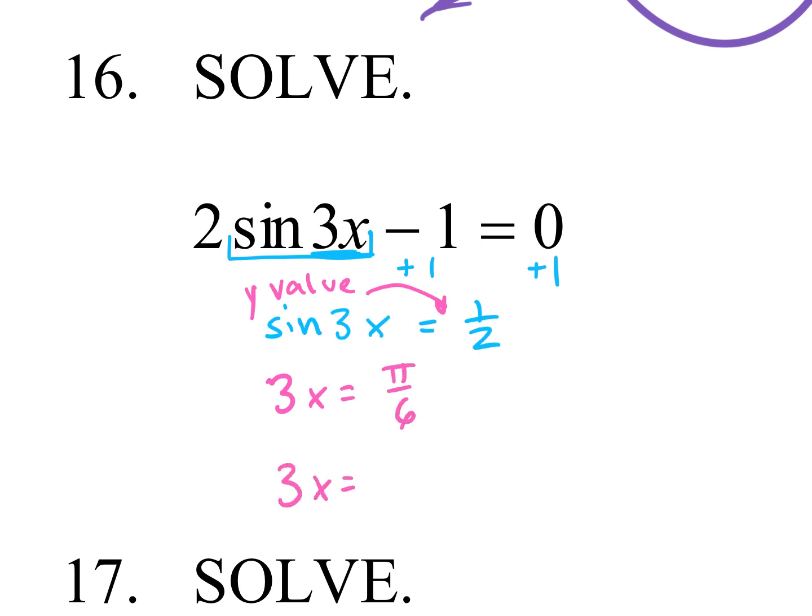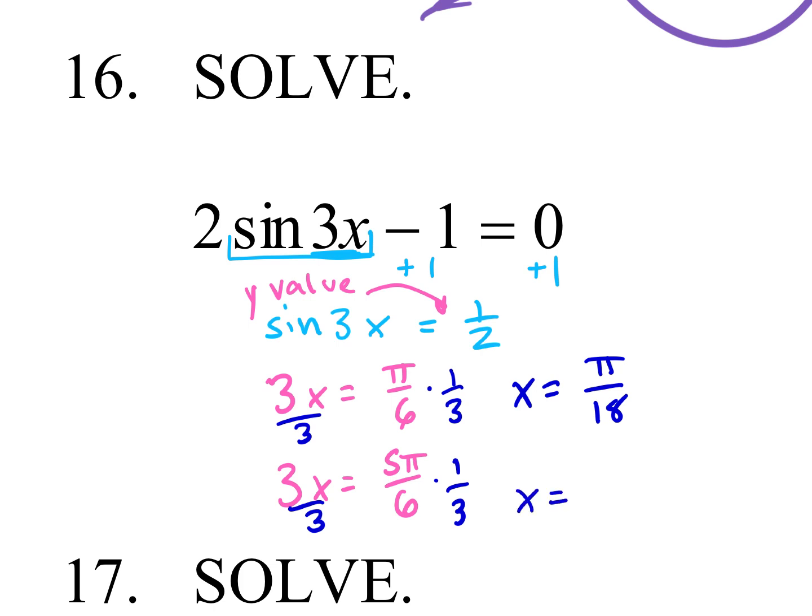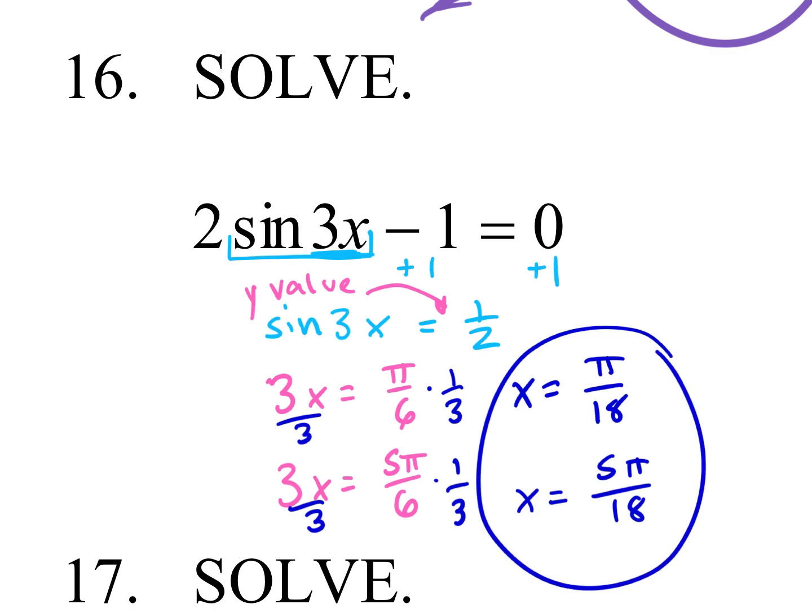And 3x is equal to 5 pi over 6. Yep, 5 pi over 6. Since 3 is being multiplied to the x, I need to divide it to move it to the other side. So I'd be dividing here or multiplying by the reciprocal. So we would get x is equal to pi over 18, and x is equal to 5 pi over 18. So these would be our 2 answers.